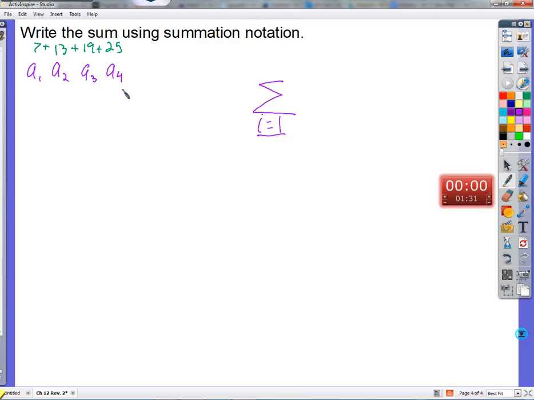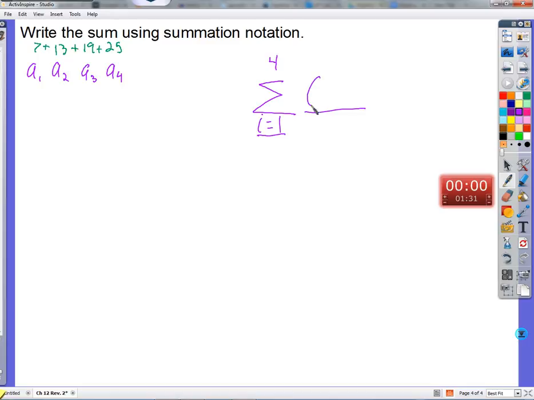Start at 1 and go to 4. So what goes here then? 4. Start at 1, go to 4, a sub 1 to a sub 4, and add them all up. That's what the sigma means. So add up all the terms from the first term to the fourth term. And what goes here? The rule. You have to put the rule there. So what is the rule for this series?